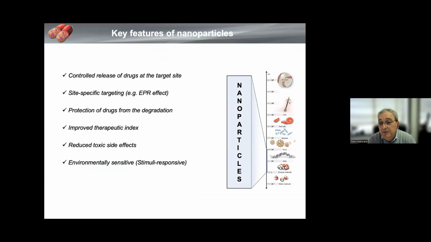And the main features of these nanoparticles are the possibility to control the drugs at target sites. You can exploit nanoparticles because of their reduced dimension to target specific sites, not only specific cells, but also specific sites in the body. They can protect drugs from degradation. By using nanoparticles, you can reduce the toxic side effects of many drugs, especially the anti-tumor drugs.